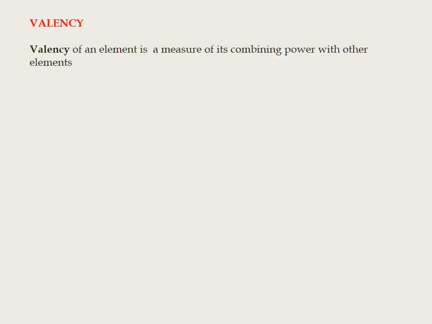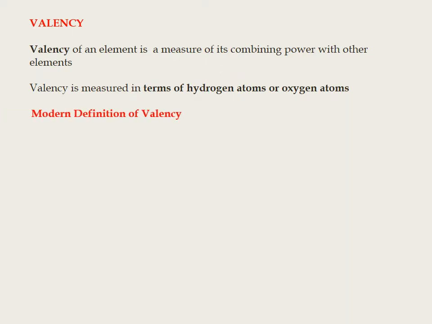Valency. The valency of an element is the measure of its combining power with other elements. Valency is measured in terms of hydrogen atoms or oxygen atoms. It is a number of hydrogen atoms or double the number of oxygen atoms that can combine with it. Since no other element has combining capacity less than that of hydrogen, its valency is taken to be 1 and is considered a standard.